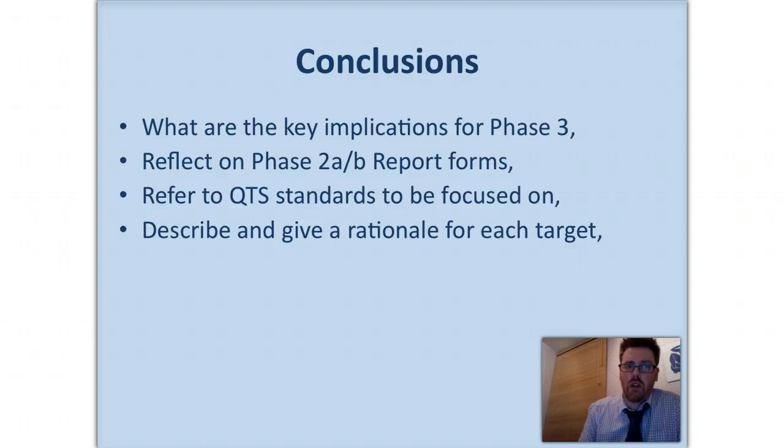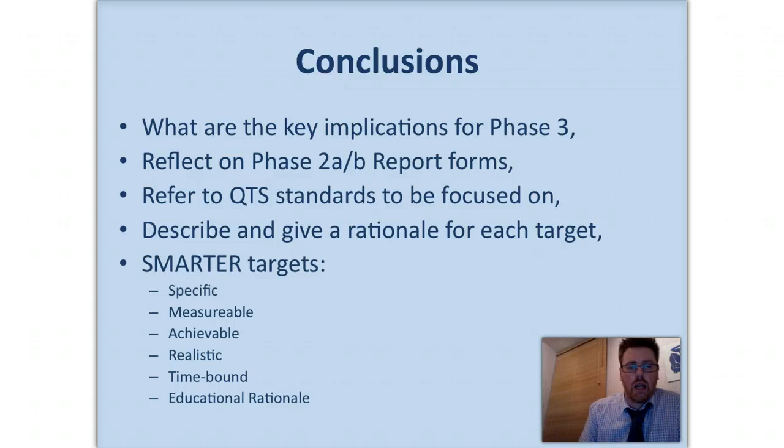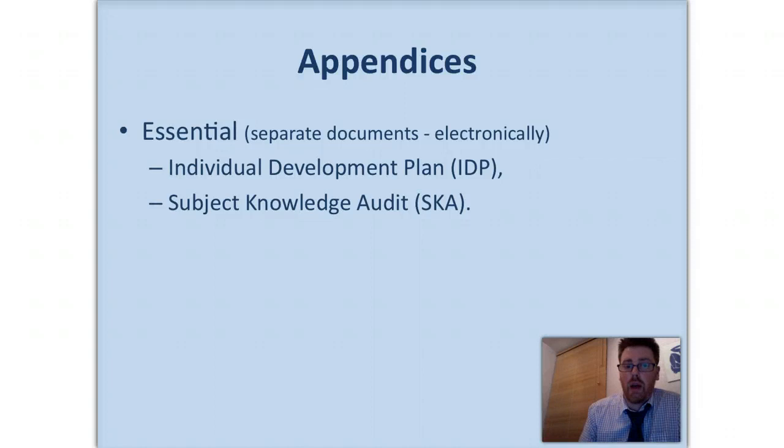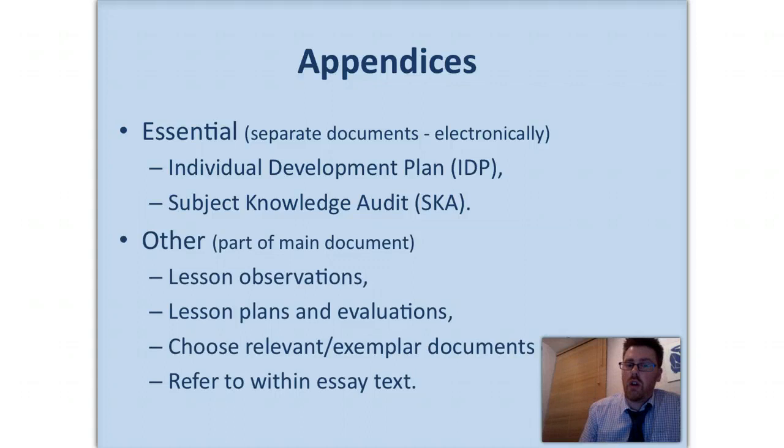Okay, so moving on, appendices we've talked about: essential individual development plan, subject knowledge audit, and other things you might include, but only where relevant. Don't pack out your appendices. They could include other things which you refer to within the essay. It should only be things you refer to directly in the essay. If you don't refer to it, then don't expect the person who's marking it to refer to that particular appendix.